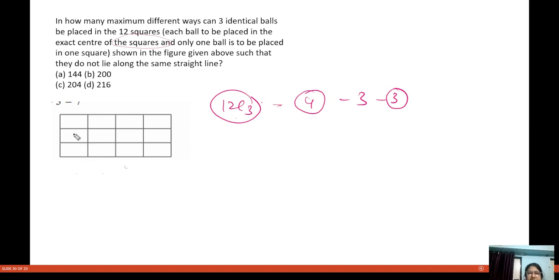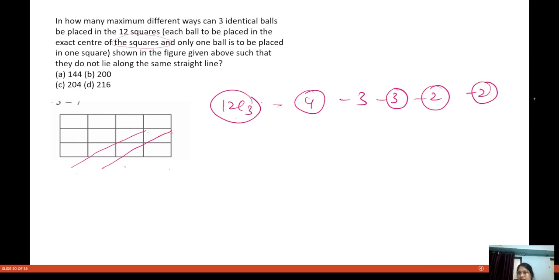Now let's start with diagonals. One diagonal is this one, another diagonal is this one. So basically we have two diagonals here. That means minus two cases. And what are the other ways we are having? We have one diagonal this one, and one diagonal this one. So this will also be a straight line. So minus two more cases.